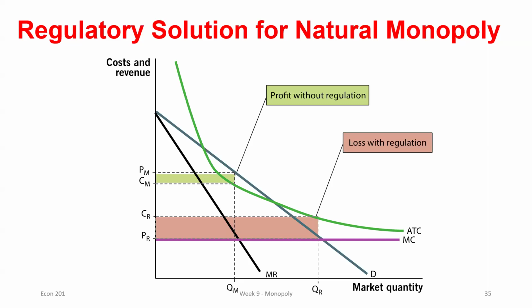At this price, if I have to charge this price, I can't get to the price I wanted to. Is the price I'm charging still above average total cost? Yes. So I might still have positive profits, but they're lower than before the government regulation. Now, if I'm the government, why would I stop there?